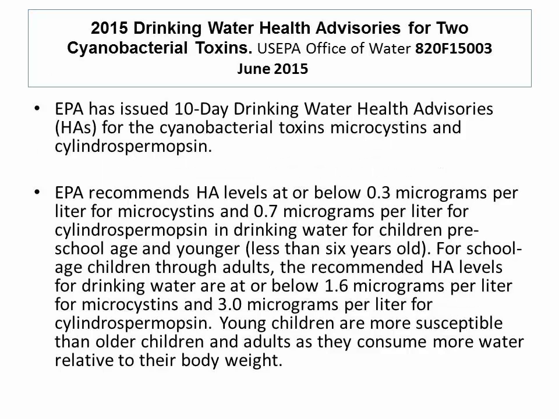And in the case of the USEPA, in June 2015, this is their new advisory. EPA recommends health advisory levels at or below 0.3 micrograms per liter for microcystins and 0.7 micrograms per liter for cylindrospermopsin in drinking water. That would again be the finished drinking water. For children of preschool age and younger, the main difference that the EPA has made, that we didn't in the World Health Organization guidelines, was to distinguish between children and adult exposure.